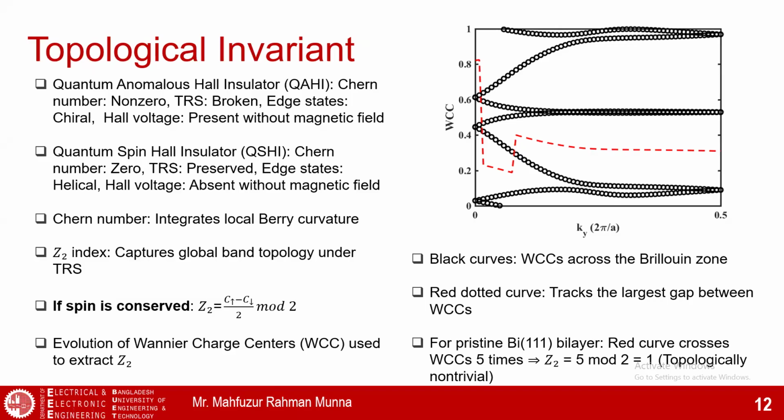According to one of the papers from David Vanderbilt, if this red dotted line intersects the Wannier charge center line an odd number of times, then the system is a quantum spin Hall insulator. And if it intersects the Wannier charge center line an even number of times, then the system is a trivial insulator. As you can see, for bismuth tri-one, this red dotted line intersects the Wannier charge center line 5 times. So we will get the Z2 index 5 mod 2 equals 1. So our system is topologically non-trivial.